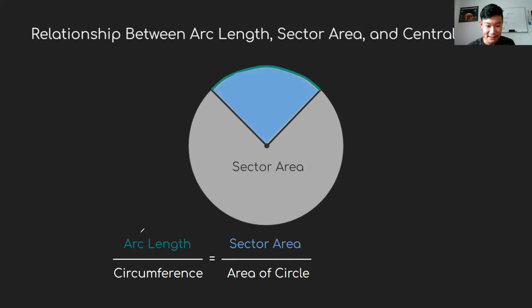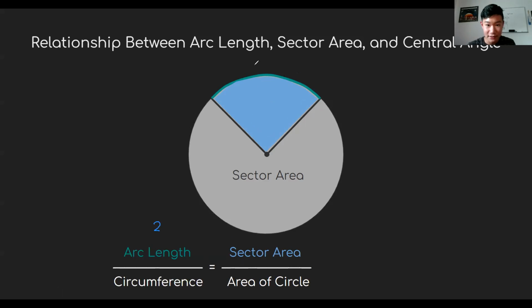For example, if I said that the arc length is 2, right? So if my arc length here, this green line, is 2, and the circumference is, for example, 10, then the fraction I could simplify down to 1 over 5. Basically, that means that 5 arc lengths can fit in one circumference, right? Because the arc length is 1/5 of the circumference. But now that I know this, I also know that the sector area, which is underneath this arc, is the same fraction of the area of the circle.